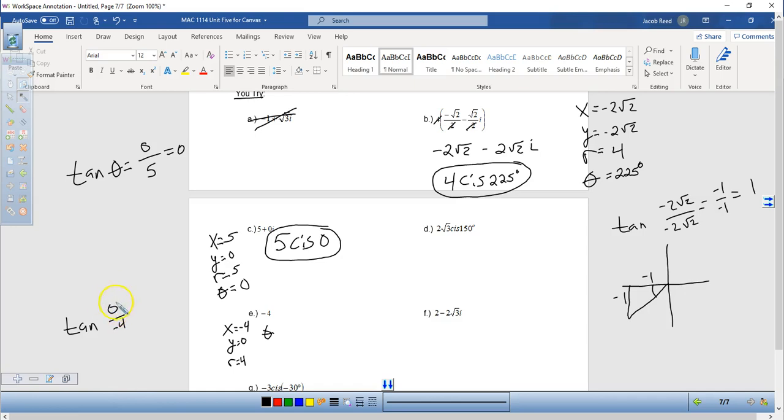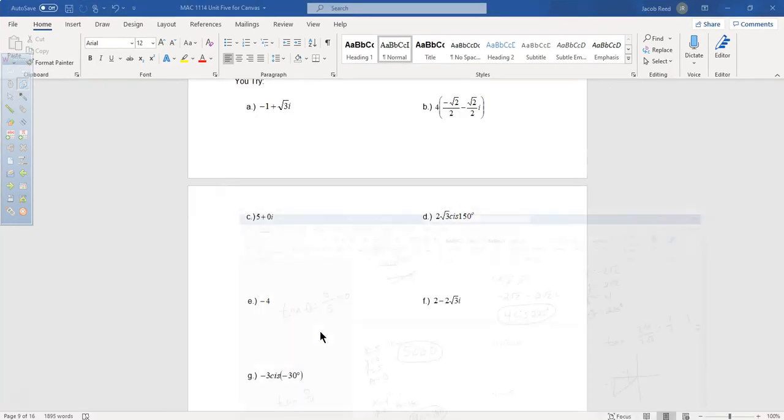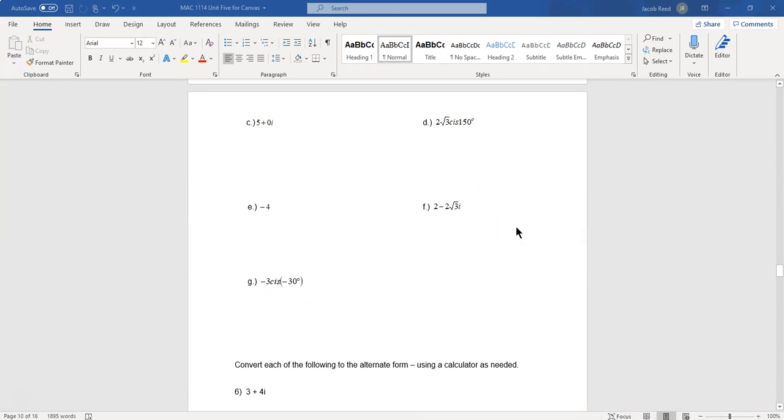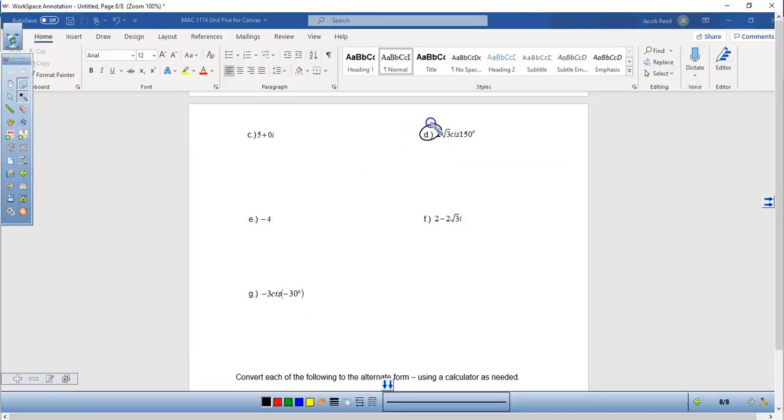You know when Y is 0 but X is negative, the angle is going to be 180. So 4 cosine I sine 180. Now let me scroll down just a little bit, because we still got D, F, and G to worry about.